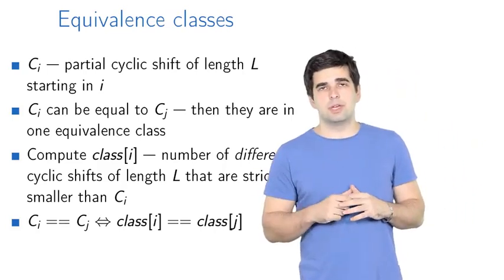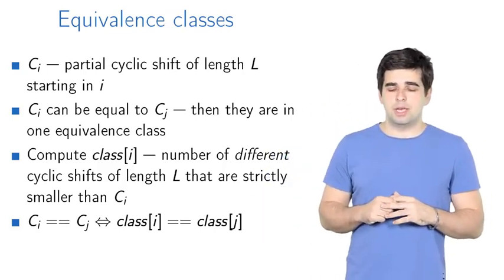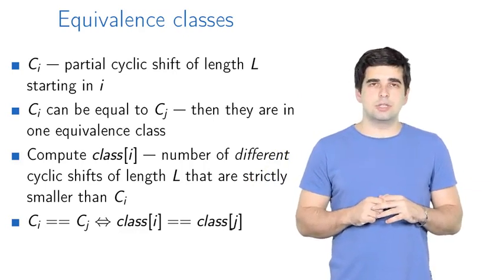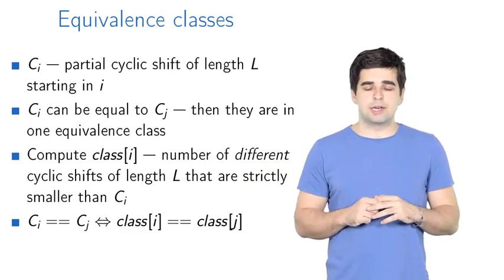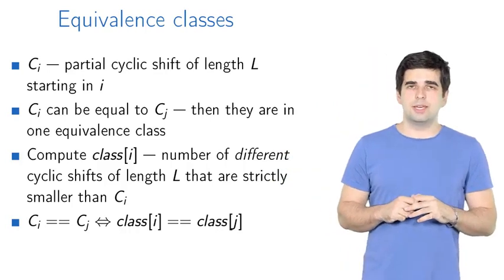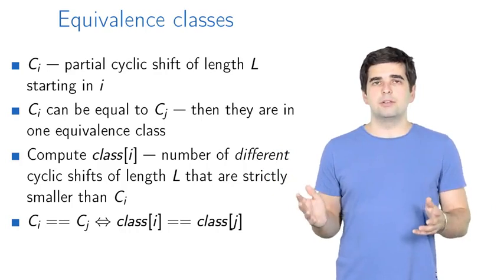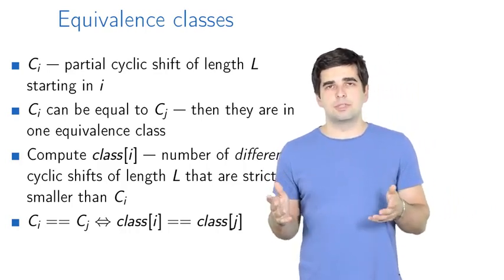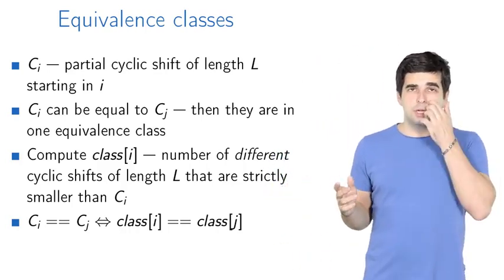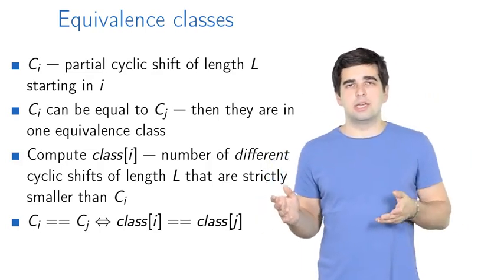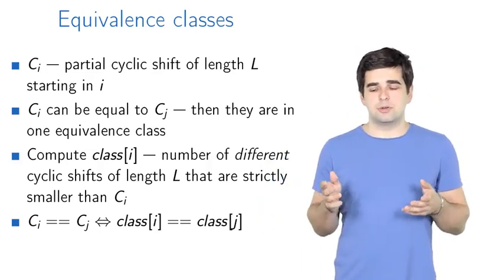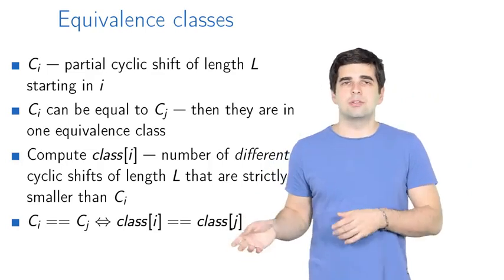So the general strategy for constructing a suffix array of the string s is this. We start with a simple task. We sort all the single characters of the string s. Those single characters are actually partial cyclic shifts of length 1. So we assign L to 1, and now we have our base. We have sorted all the cyclic shifts of length L.